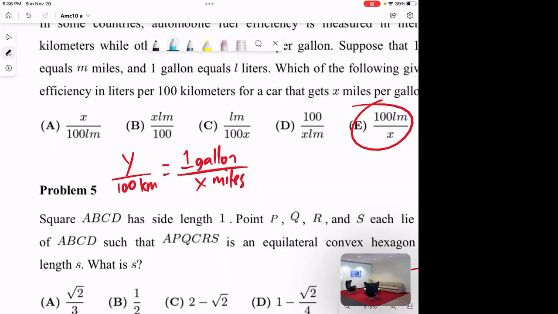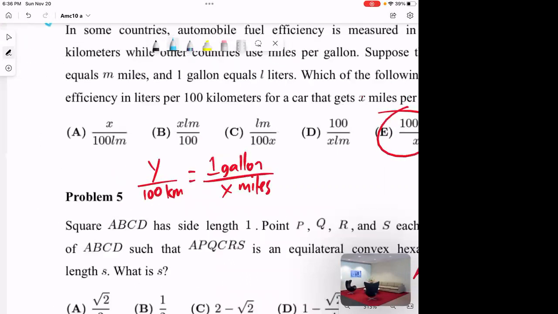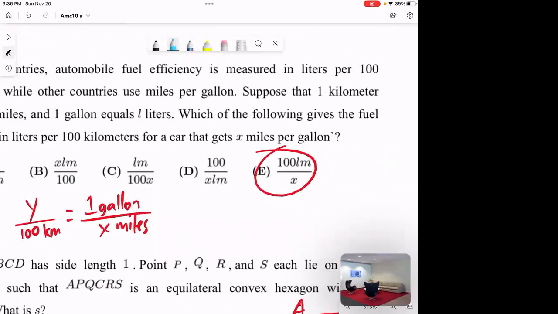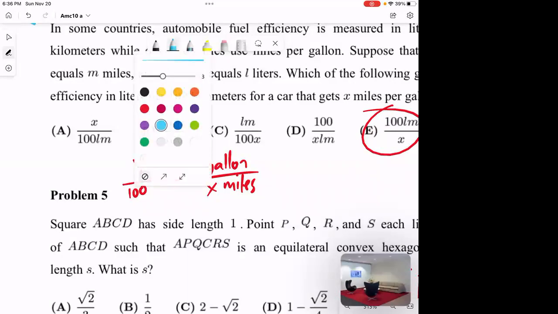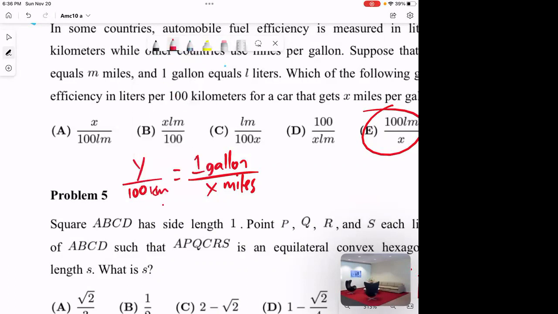So first of all, 100 kilometers, we're given that 1 kilometer is equal to M miles. So we replace 100 km with 100 M. Okay, actually, wait, sorry. 100 km. So this is equal to, let's see, where should I write this?